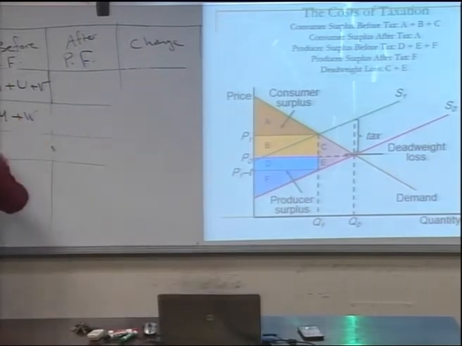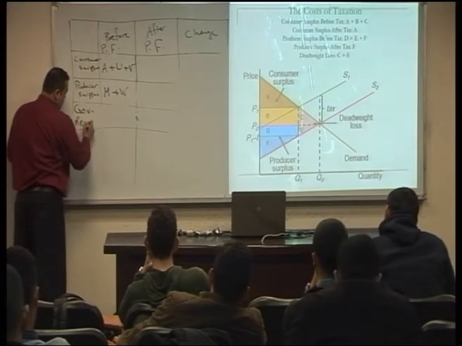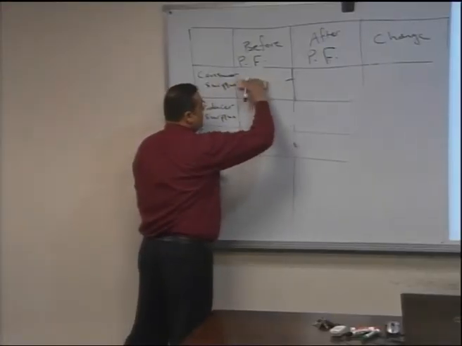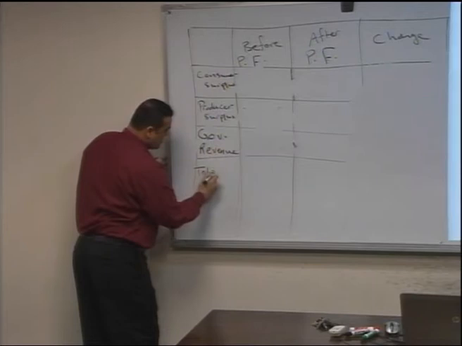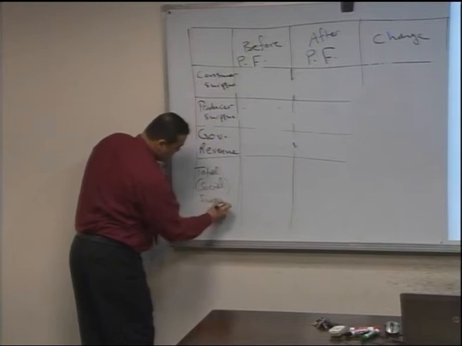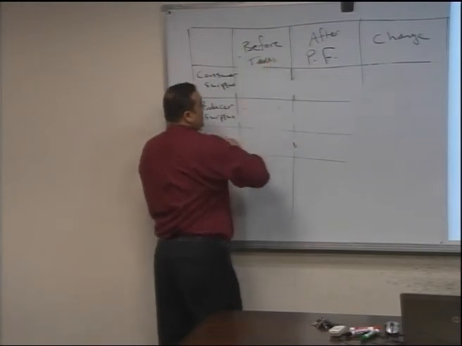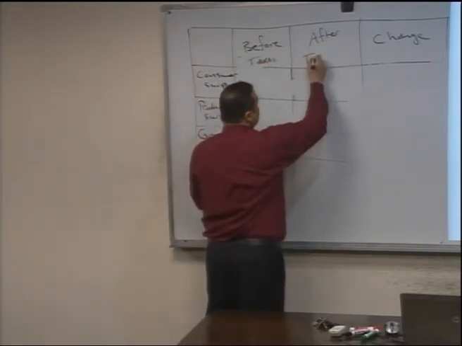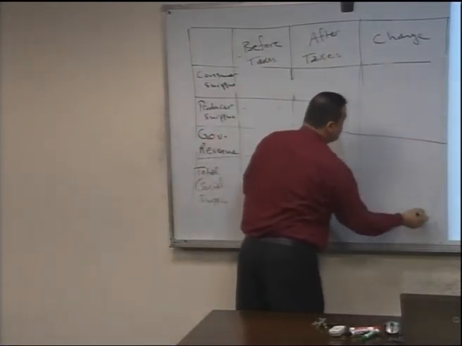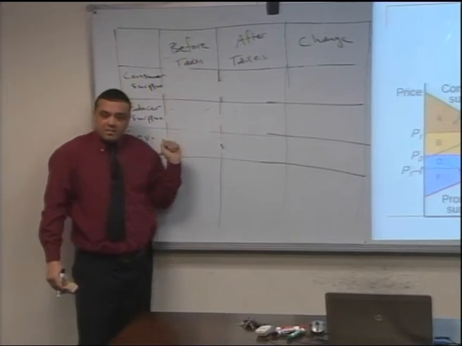So I will add something here related to the government revenue of tax, and total welfare, or social surplus, before taxes and after taxes. And let's check then the changes here. I added the government to the economy here.